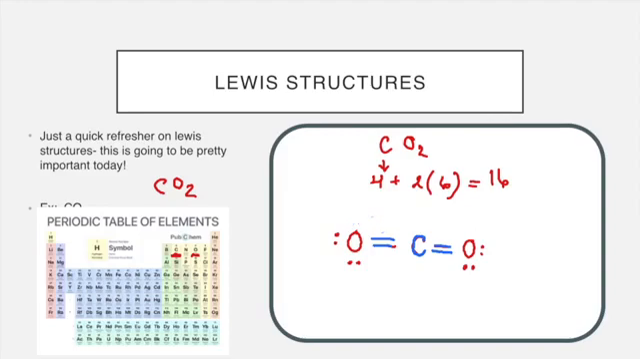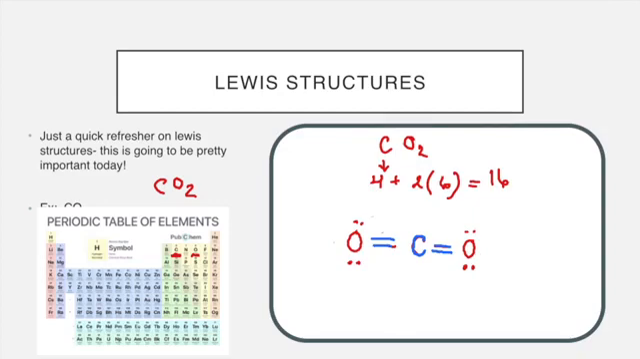Now, if you want to, you can move these 2 electrons on the top so it's more symmetrical, but you really don't need to do that. It's not important. The important thing is just how many bonds and how many lone pairs are on each atom. So this would be the Lewis structure for carbon dioxide.